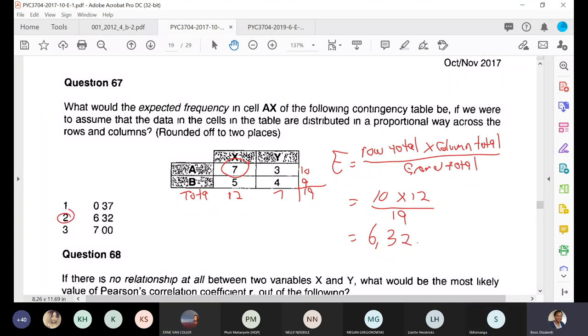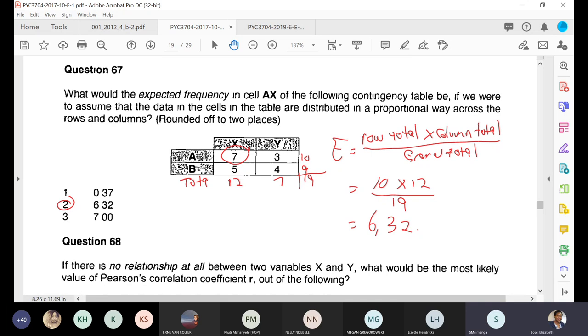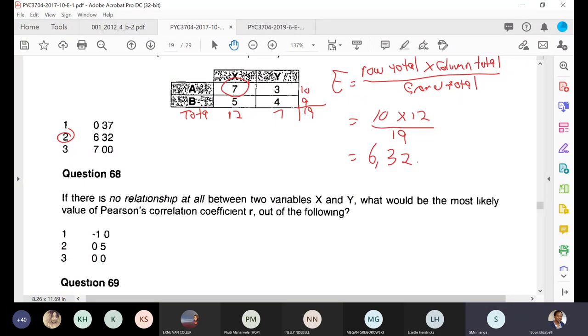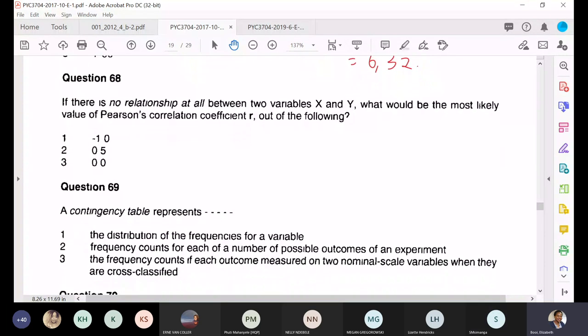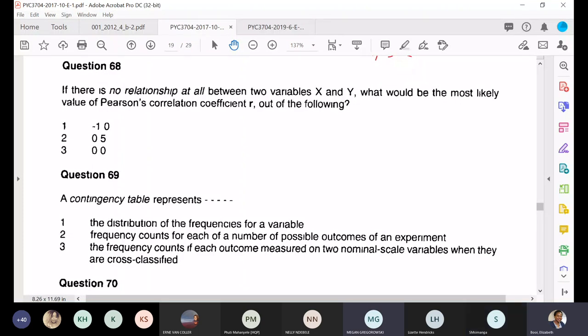Number two. 6.32. That is number two. Happiness. Are we good all? Happy. Yes. 68. We almost done. 3 questions done with this one. Then we move to the next one.